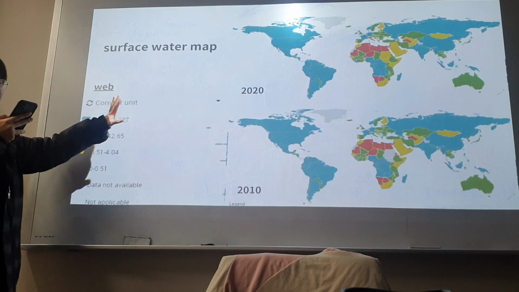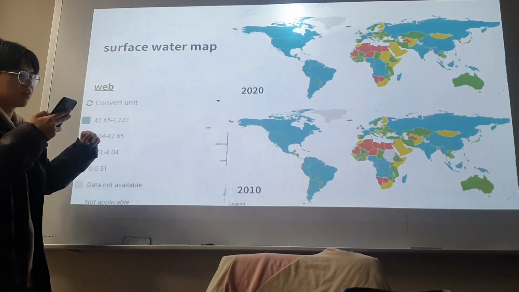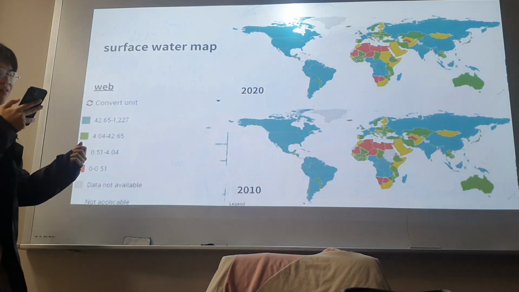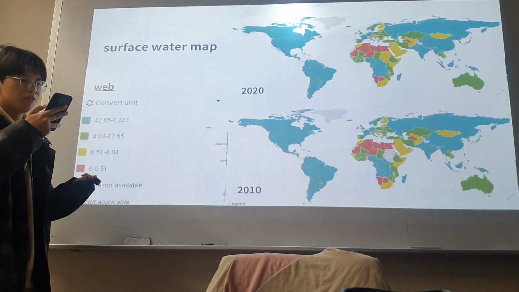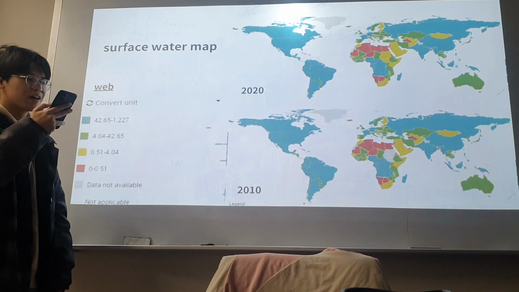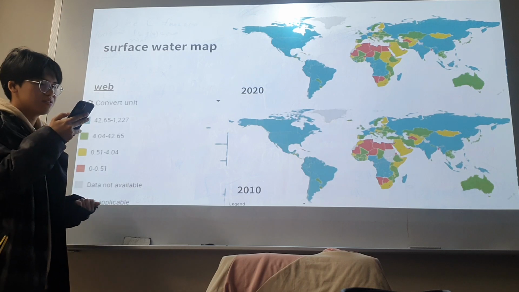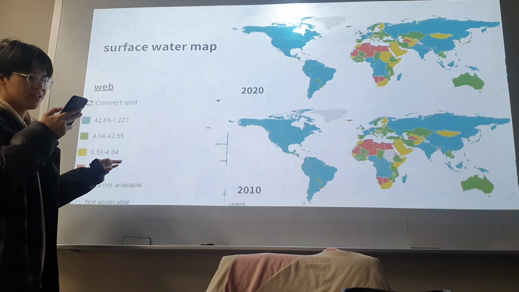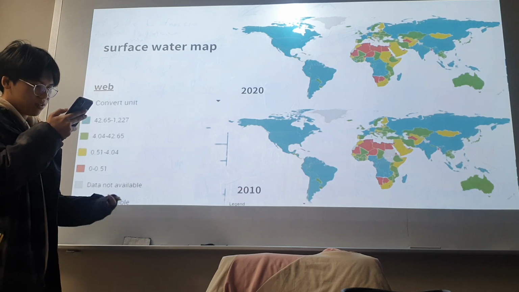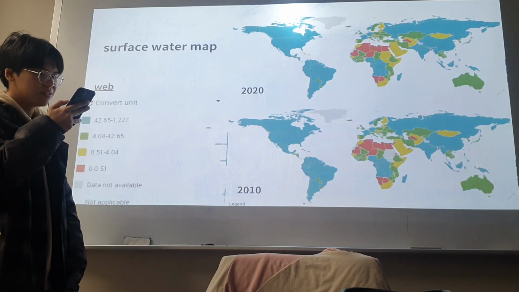And from this chart, we can observe the change in surface water from 2010 to 2020. However, a close comparison reveals relatively minor fluctuations over the decade. It is evident that surface water is severely scarce in Africa, while the Americas exhibit abundance.